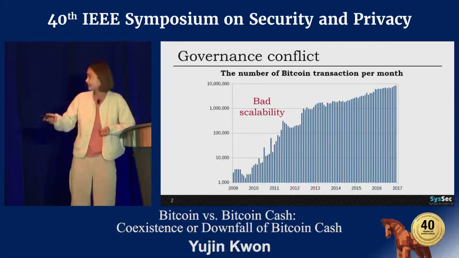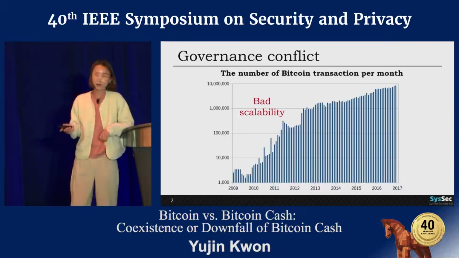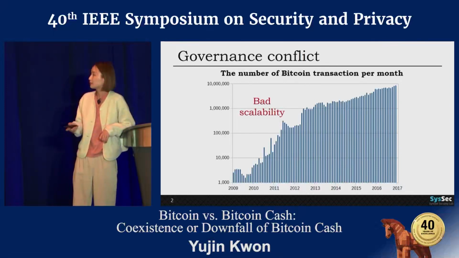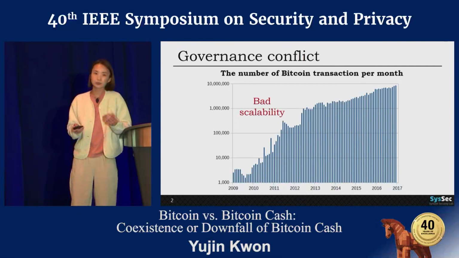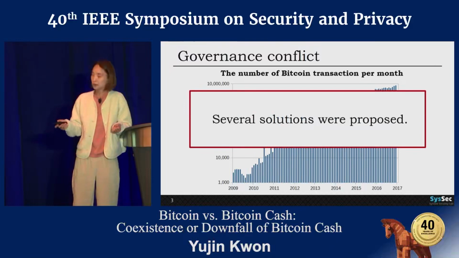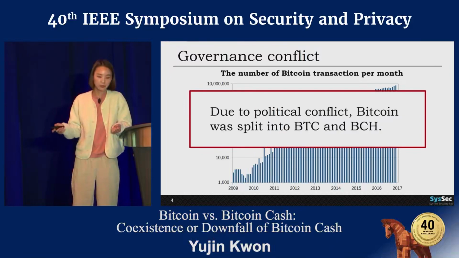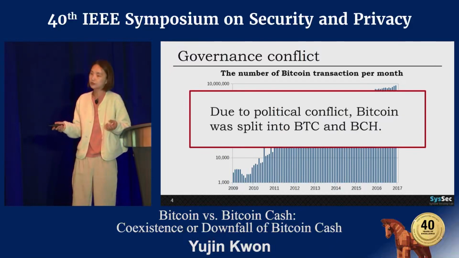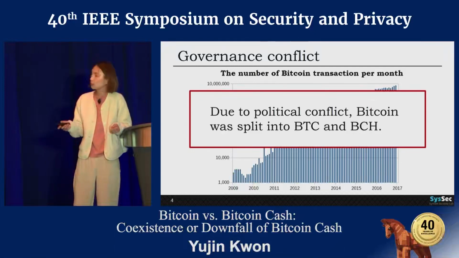First, what is Bitcoin Cash? Bitcoin suffers from bad transaction scalability, so several solutions were proposed. However, there was political conflict over these solutions. Due to this conflict, Bitcoin was eventually split into Bitcoin and Bitcoin Cash, or BCH.